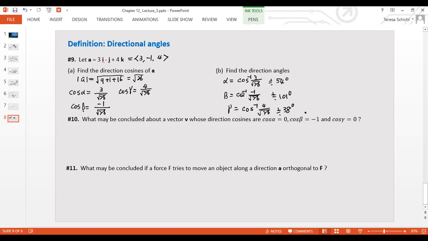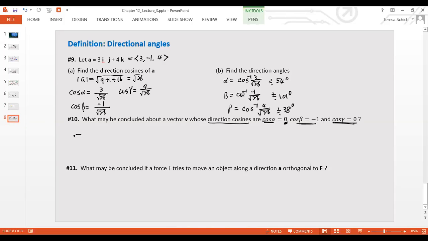So now you can kind of picture where the vector goes here. Okay, so now let's take a look. Let's see what we may conclude about vectors whose directional cosines are cosine alpha equal to 0, cosine beta equal to -1, and cosine gamma equal to 0. So I know when the cosine alpha is equal to 0, that means alpha has to be what? Alpha has to be 90 degrees, right?